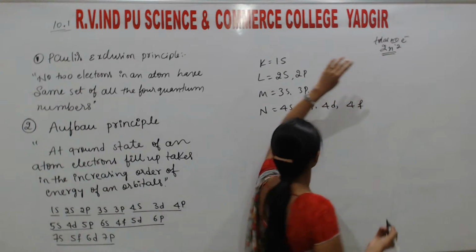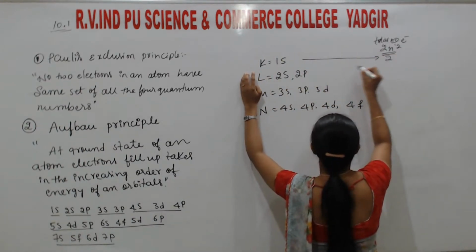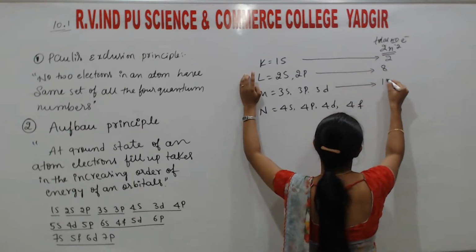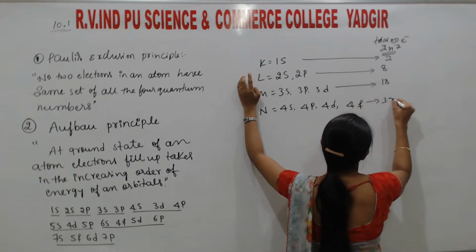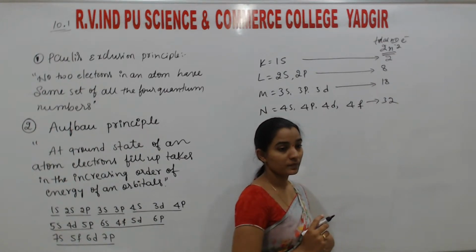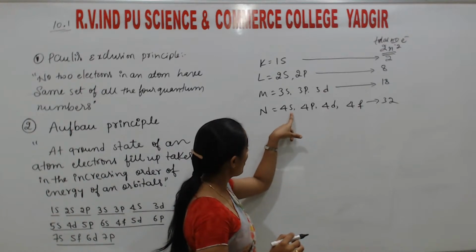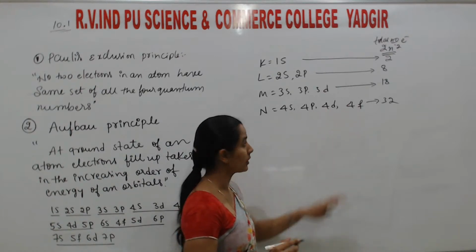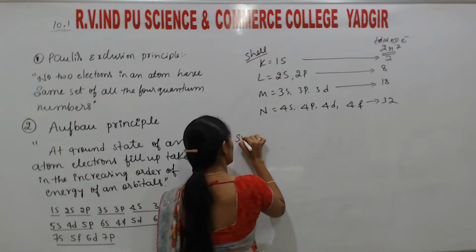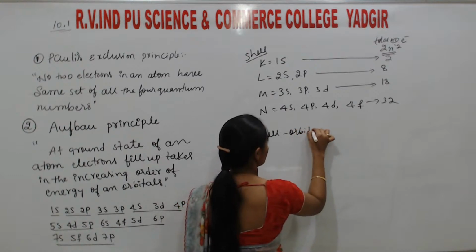So according to this formula, in K shell, the maximum number of electrons is 2. Here it is 8. Here it is 18. Here it is 32. We already calculated that in yesterday's class. Now we have to calculate the number of electrons in the orbitals, like s orbital, p orbital. So this is for the shell. This is for the subshell, meaning orbital.